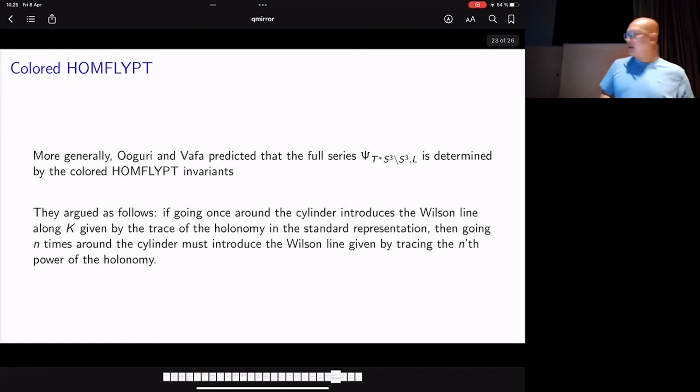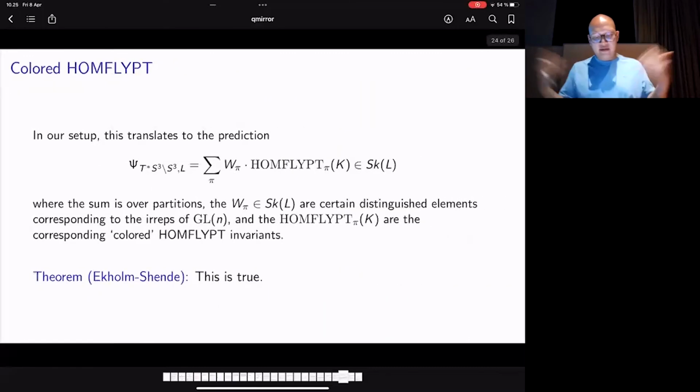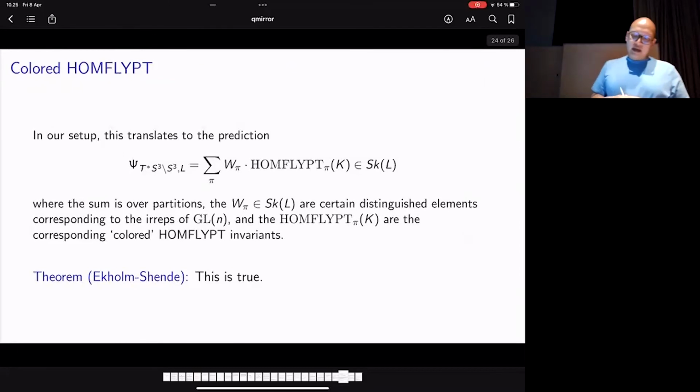So if I know this fact in mathematics, if I know how the multiply covered cylinder contributes, then that's all I need to know to upgrade their argument, to upgrade from usual HOMFLY to colored HOMFLY. So I have to figure out how the multiply covered cylinder contributes. Just translating from this Wilson line, from the basis of traces of powers of the holonomy to this Schur basis, you get this prediction.